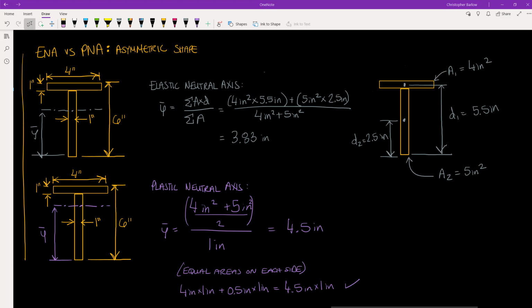Also, if you are really curious about the difference between an elastic neutral axis and a plastic neutral axis, and why I said that they are the same for a symmetric shape, but not the same for an asymmetric shape, you can see I've provided an example of calculating each of these two axes for this asymmetric T-shape. As I said before, I'm not going to require you to know this for this course, but it could be helpful for the ARE or at some point in your career, maybe. Or if you're just curious. Because I know, of course, that all of you are just as excited about structures and geometric properties as I am.